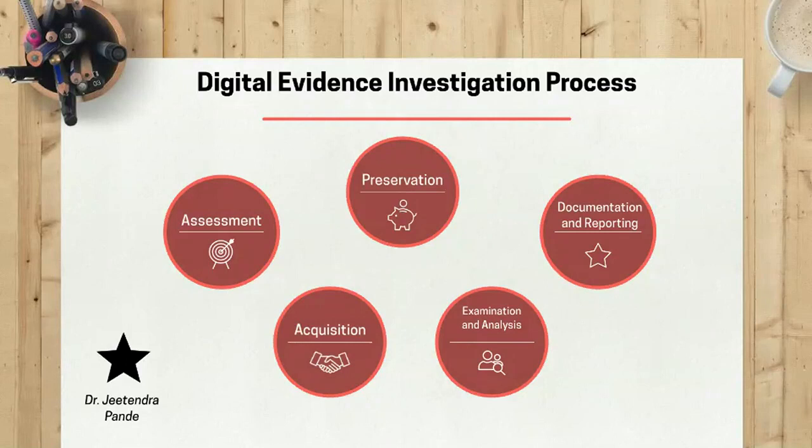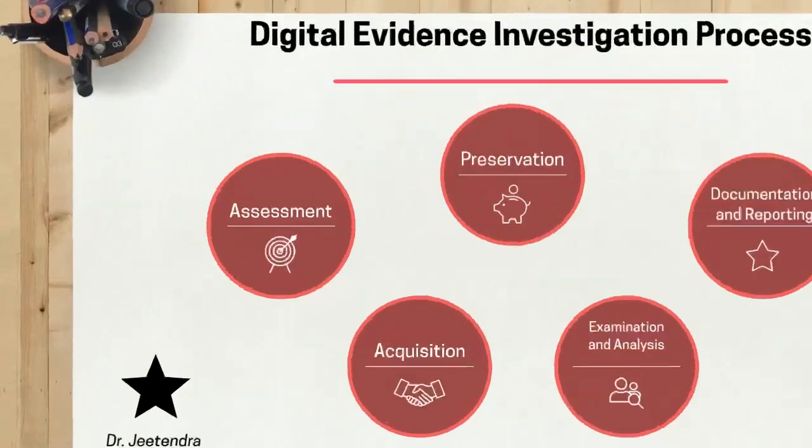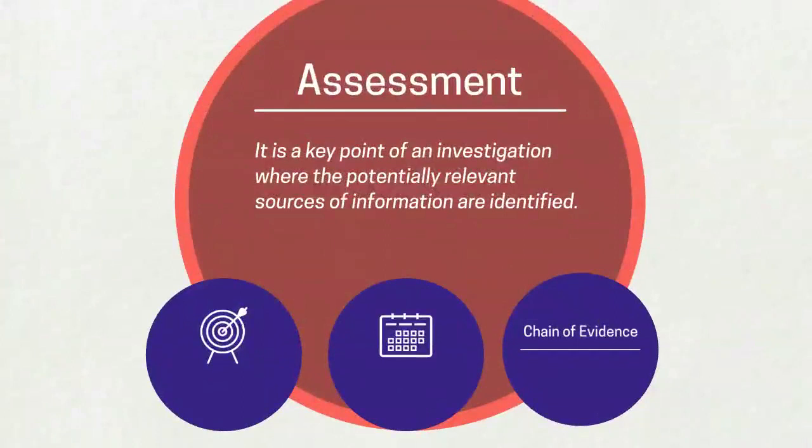There are basically five stages in the digital evidence investigation process, and we'll discuss them one by one. The first stage is assessment. It is a key point of investigation where the potentially relevant sources of information are identified. Without this stage, the chance to preserve and collect relevant material can be lost.